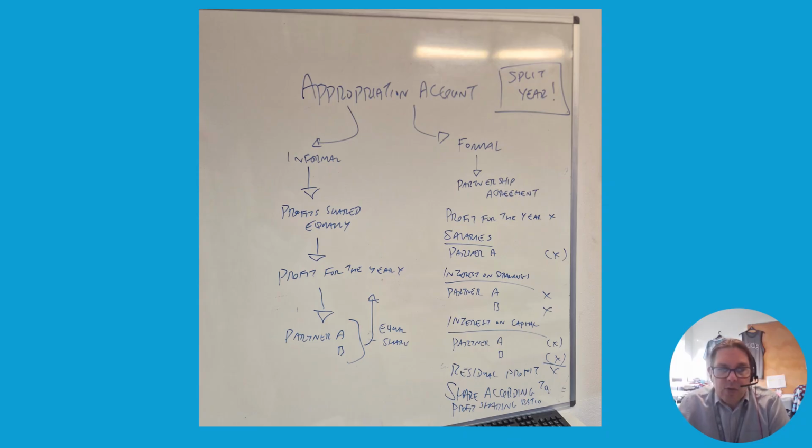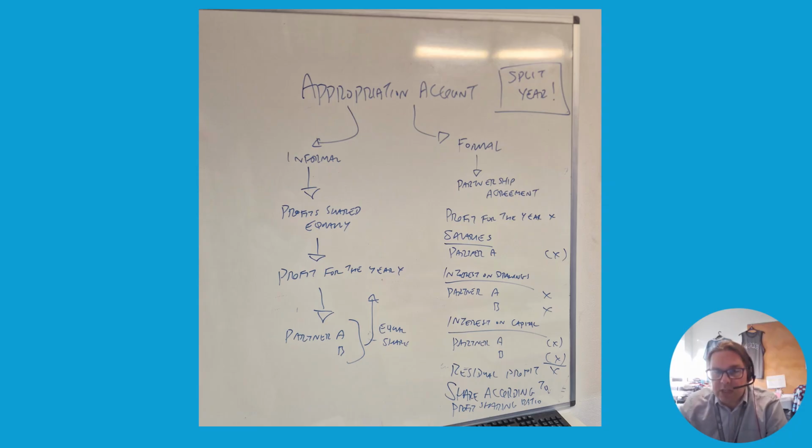Once you've added or taken away all of the salaries, interest on drawings, and interest on capital from the profit for the year, you then have what we call residual profit. You have to include this figure. Sometimes that's an own figure in an exam question. So residual profit is how much profit you've got left after those deductions. At that point, you will then share it according to the profit sharing ratio. So you just distribute that residual profit according to what you've been told in the question.